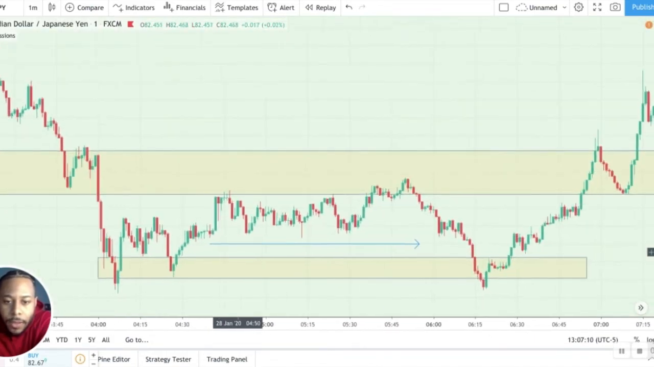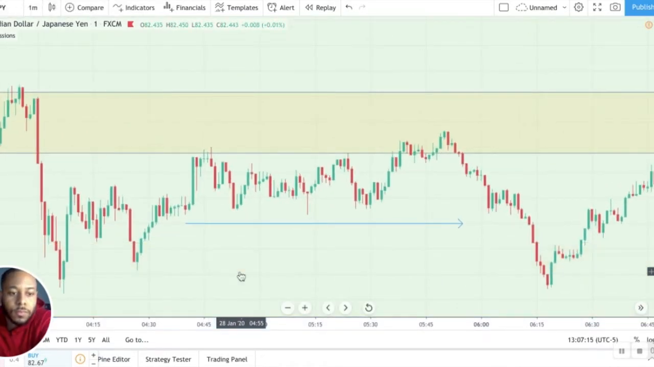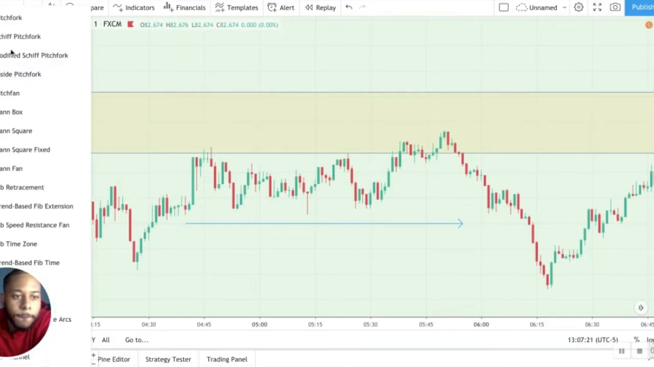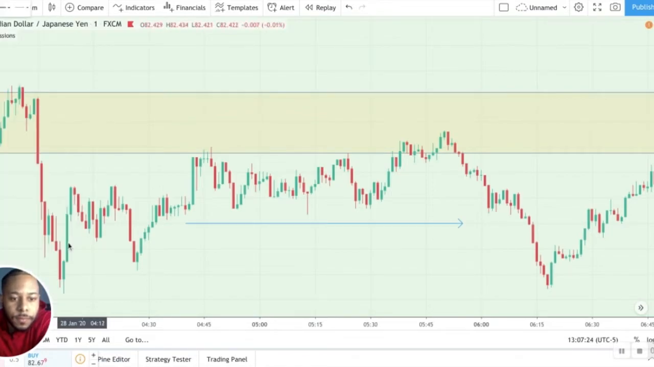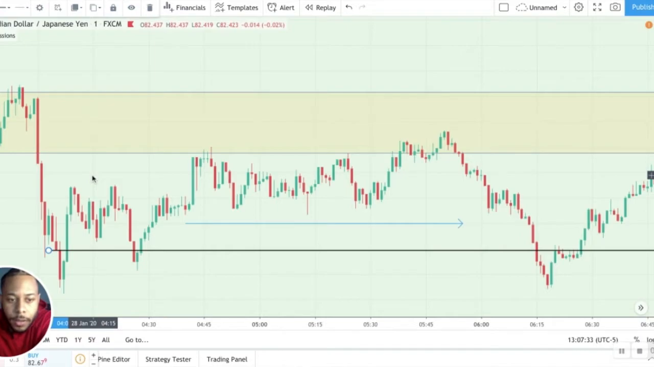Now that we're in the 1 minute, I can identify these points of interest here. We have this first one, right, where banks sold to buy, and then we also have the second one here.